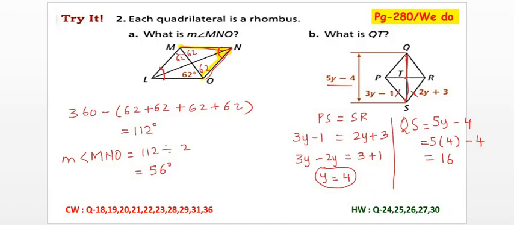And QT is half of it. How do we know it's half of it? Because both the diagonals bisect each other. So this is the midpoint. So if I want to find QT, I need to take half of this 16. That will give us 8. Is that clear? So the value of QT will become 8.